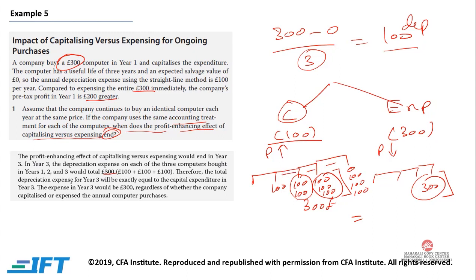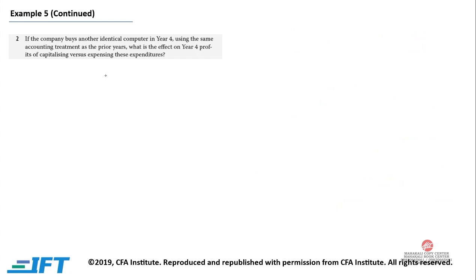Therefore, the total depreciation expense for year 3 will exactly equal the capital expenditure in year 3. So the capital expenditure in year 3, as far as expense is concerned, will be $300. The expense in year 3 would be 300 regardless of whether the company capitalizes or expenses the annual computer purchases. If the company buys another identical computer in year 4 using the same accounting treatment as the prior years, what is the effect on year 4 profits of capitalizing versus expensing these expenditures?